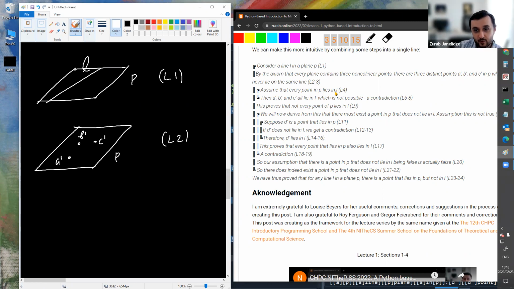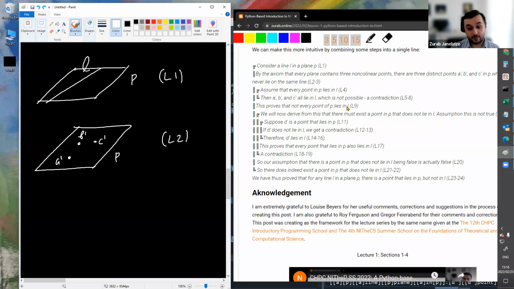So assuming that every point lies in L, from that we will be able to conclude that in particular, these 3 points lie on L as well, right? If every point of plane P lies on L, then those 3 will also lie on L, right? Oh, but if they lie on L, that's a contradiction because remember we said by axiom, they can't lie on the same line, yeah? So that's how we arrived at this contradiction, this line which is labeled L9. So we now know that not every point of P lies in L.